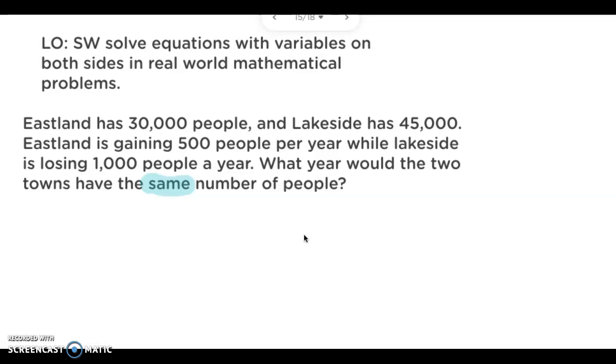So this lesson is about picking this information out, and I will solve it, but we're going to pick this information out, and we're going to set up our equation, all right? So we know that we're thinking about equations with variables on both sides of the equal sign. Now I need to figure out what am I talking about. If you look at this particular problem, the comparison is two different towns. There will always be some type of comparison. We're talking about Eastland, and then we have Lakeside.